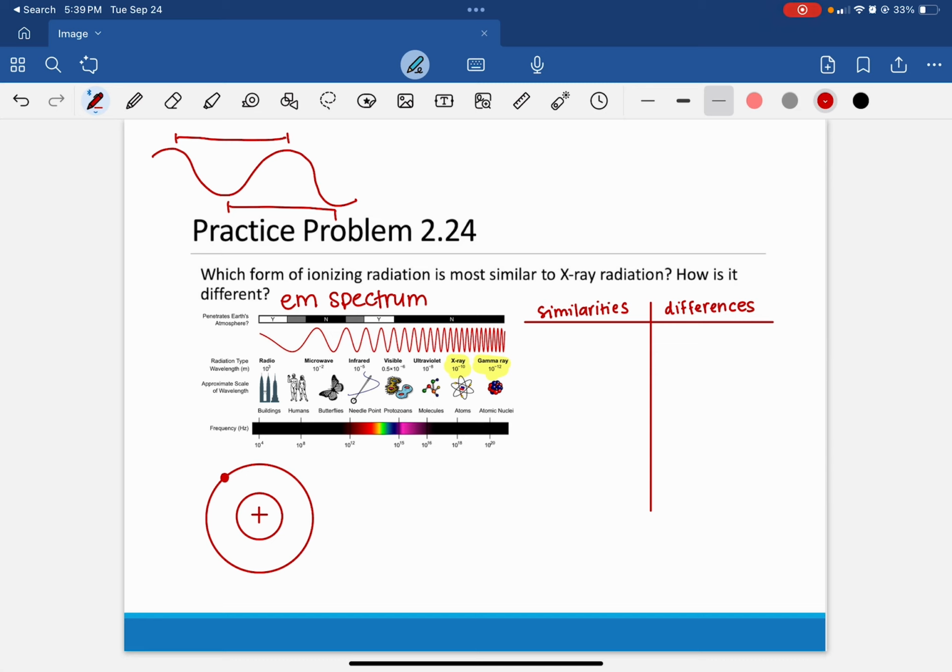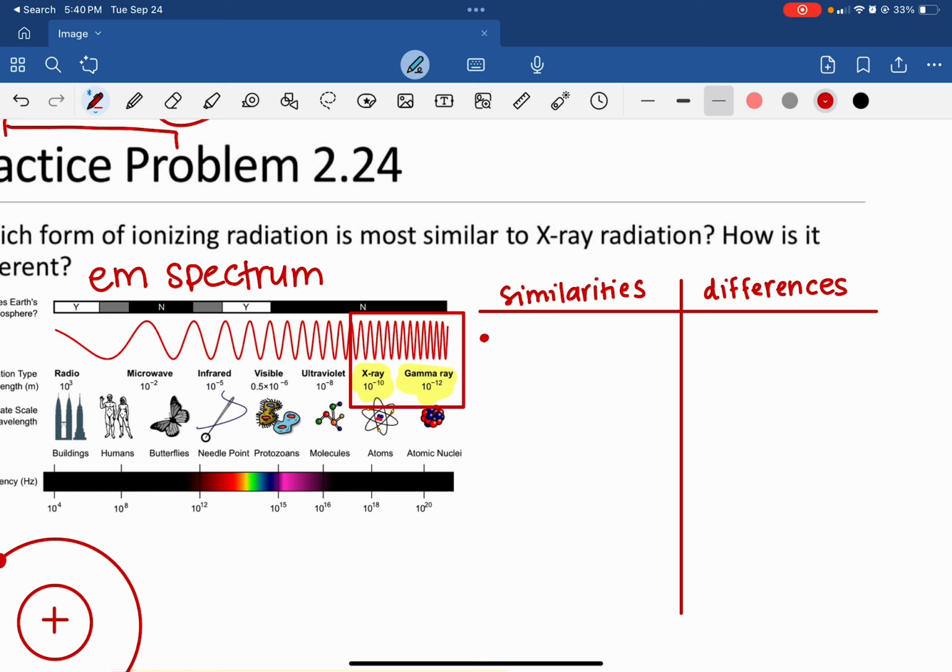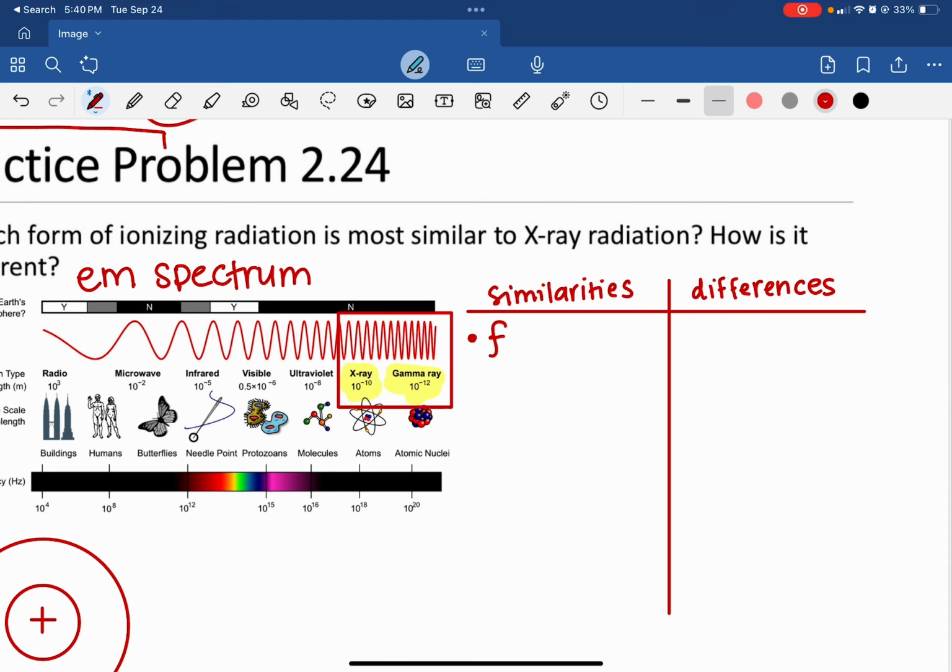And so something with a low frequency is going to be like radio waves, where they look like this, versus something with a high frequency, which would be what we're looking at, X-rays and gamma rays. So in the grand scheme of the electromagnetic spectrum, they're both over here towards one side. So we can say that they have similar frequencies, with an obvious difference being that X-rays have a lower frequency than gamma rays.